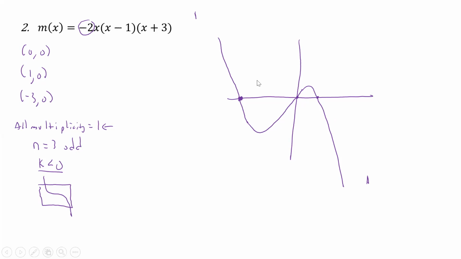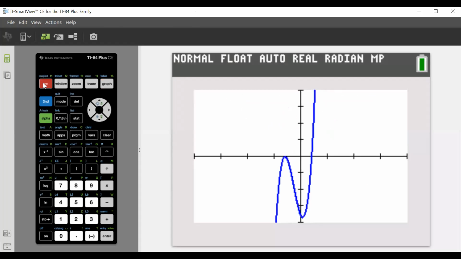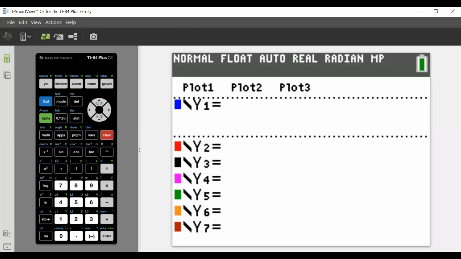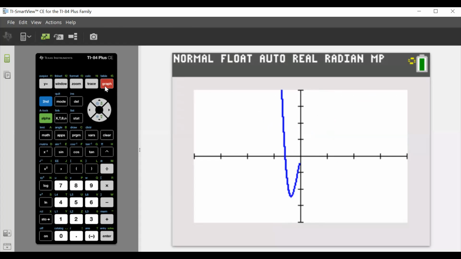Now, is that what it looks like? It's probably a little bit different as far as the shape overall, but I'm thinking we are probably doing pretty good here. So let's type it in. So we have negative 2x times x minus 1 times x plus 3. And again, hopefully the graph will work.